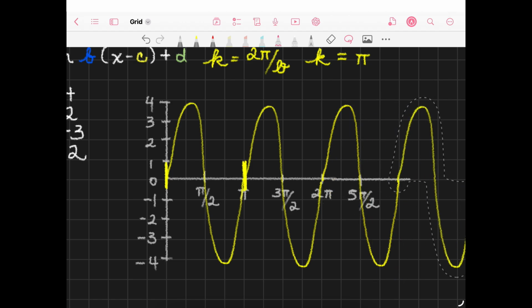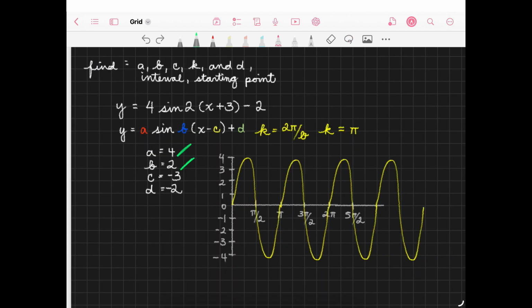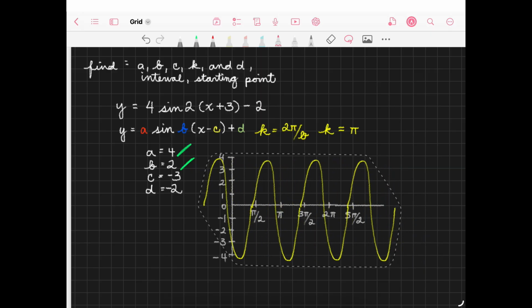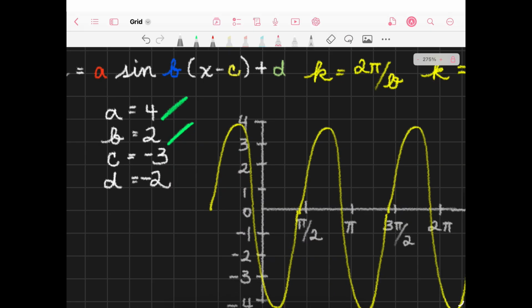Now that we've checked our A and B, now let's check our C and D. We know that C is equal to negative 3, and by looking at C, we would either shift to the left or to the right. But since our C is equal to negative 3, we would have to shift our graph to the left 3 times. So let's say 0, 1, 2, 3, somewhere here. So then your x would be negative 3.